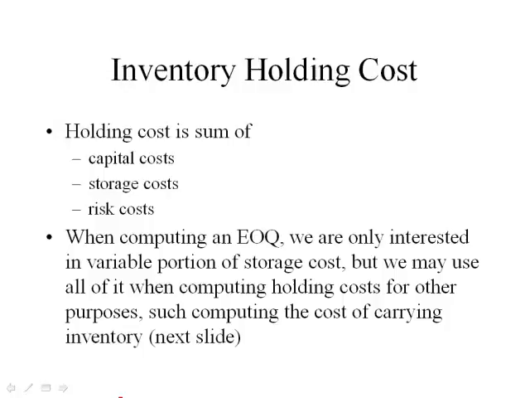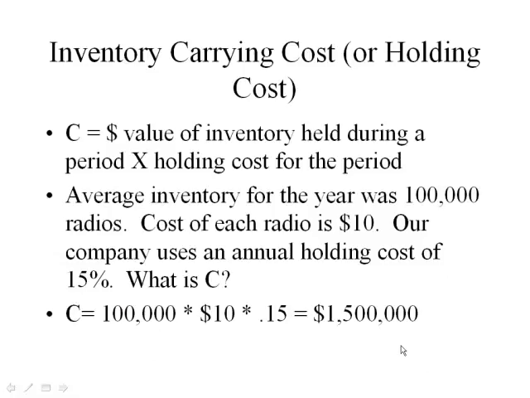EOQ, economic order quantity, is something that we'll talk a little bit about later. If we're doing EOQ calculations, then we're only interested in the variable portion of storage costs, but if we're interested in doing other types of inventory holding cost computations, we may use the fixed portion of storage costs as well and prorate that somehow. So my inventory carrying cost is the dollar value of the inventory that's held for a period times the holding cost for the period.